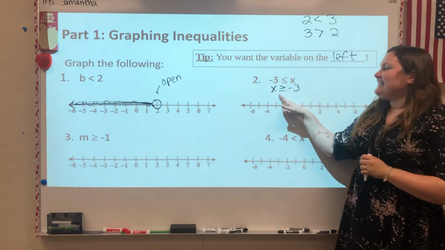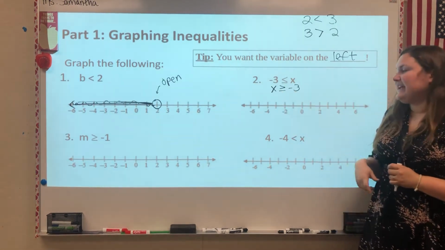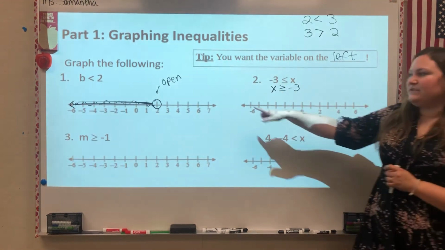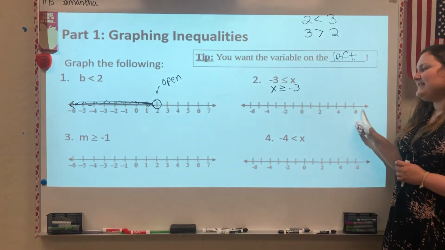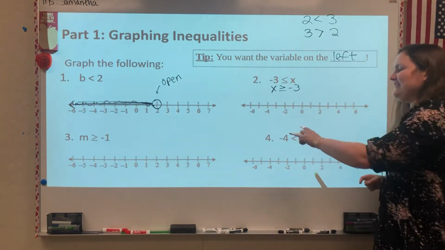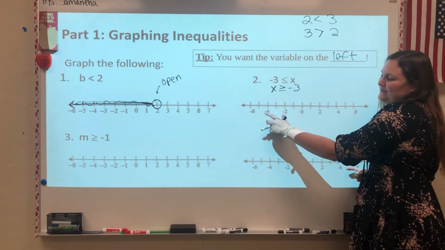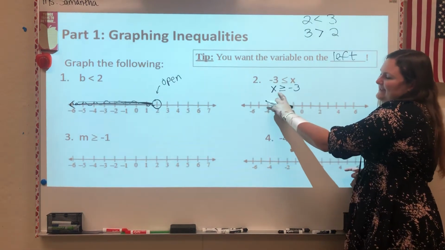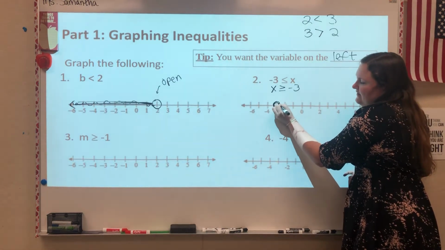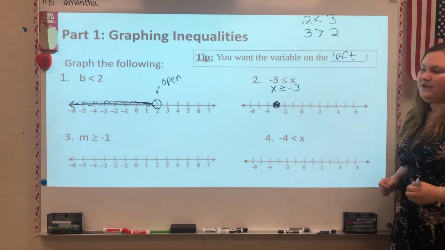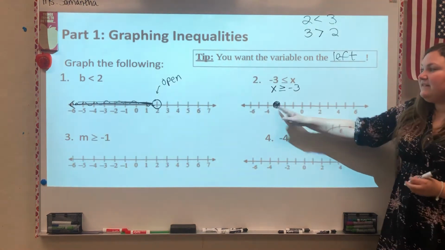So if we're saying x is a number greater than or equal to -3, first thing we want to do, just like before, is find -3 on our number line. This number line's missing some numbers, so just be careful. -3 is right here between -2 and -4. And then because it's got that or equal to sign, I want to say x could be -3. We show that by coloring it in.